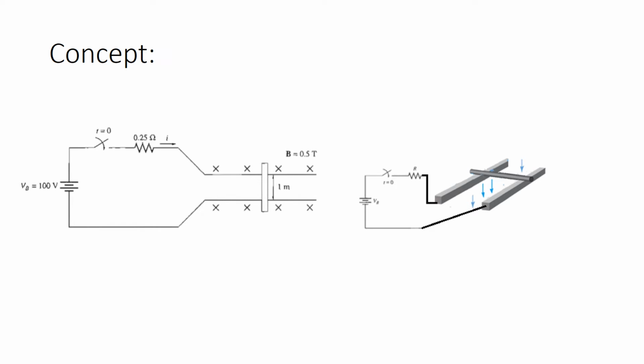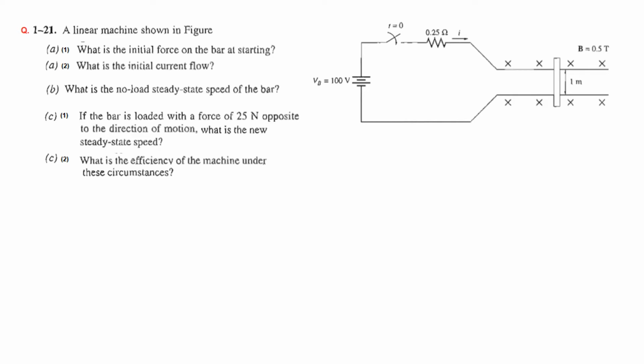Now let's go and solve the problem, question number 1.21, and we have a couple of questions here. We'll take one question at a time. Now let's see the circuit. Voltage is given, this resistance is given, this length is important because the current flows from here to here or from here to here. So this length is 1 meter, and the flux density, or the magnetic field actually, is 0.5 Tesla. So that is the flux density.